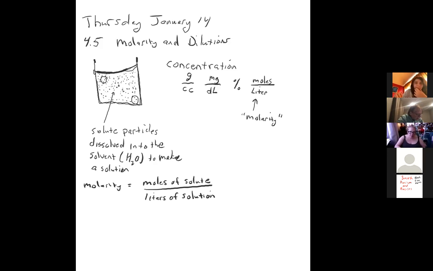And so if the number of moles increases, it's true the volume might increase a little bit, but generally, interestingly enough, when you dissolve things into water, the volume doesn't change very much. It just distributes the solutes into the water. So as you increase the number of moles, the liter stays about the same, so the molarity increases.